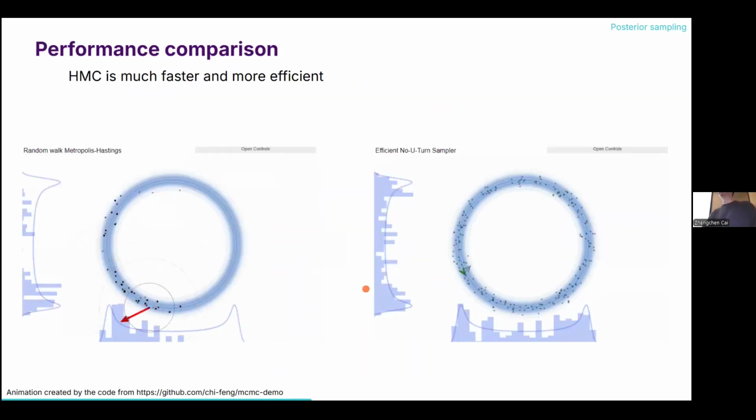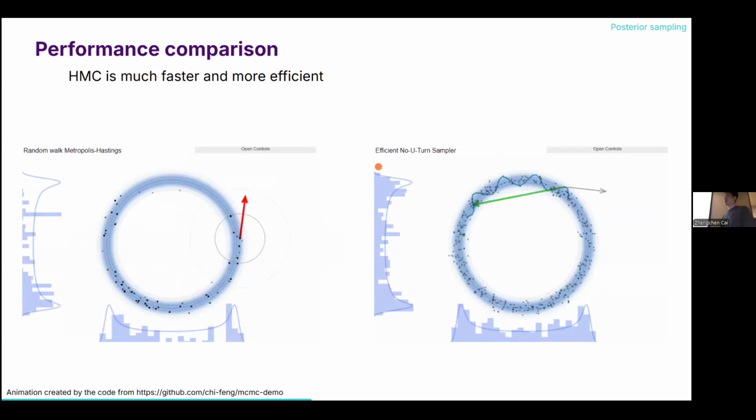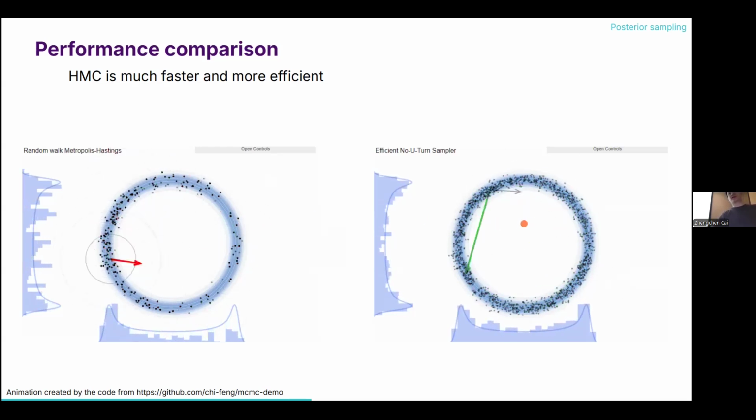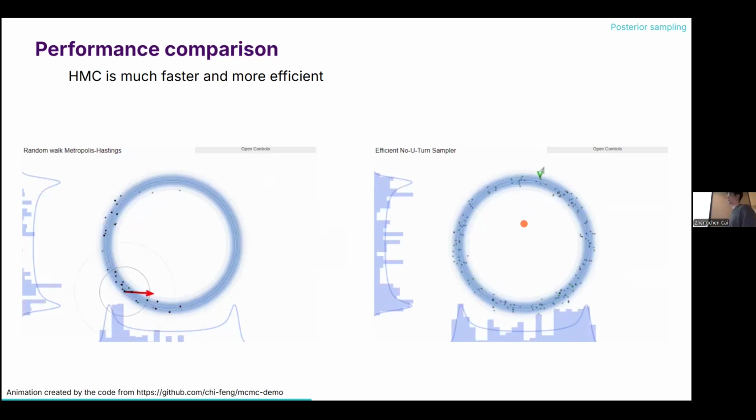So here is the side-by-side comparison of two samplers. Left side, you have a Metropolis-Hastings or random walk sampler. Right side, you have this No-U-Turn sampler, okay? So you see the other one is much faster and much more efficient.